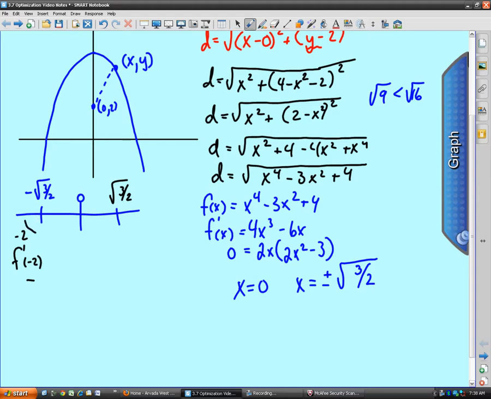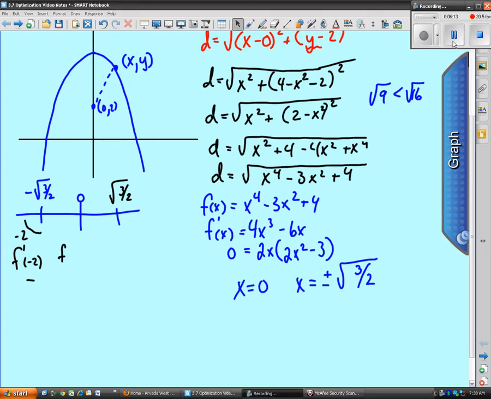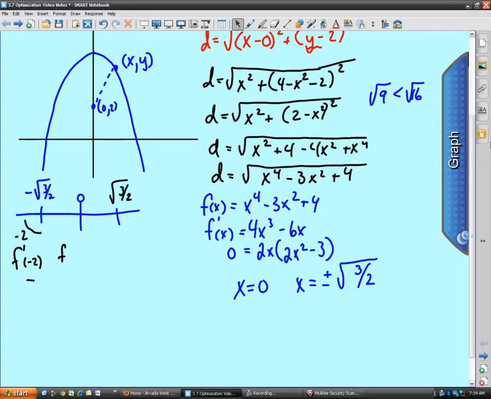If I pick something like -1, to find out what's happening in the middle here, if I put -1 into my derivative, I will get a -4, and over here I'll get a +6, which means I get a positive, so I'm increasing. So you can see there's a minimum at -3/2.